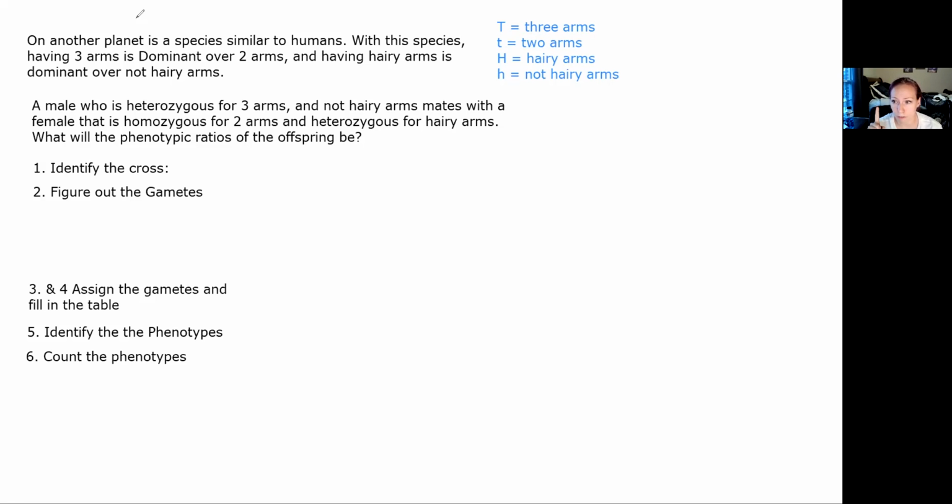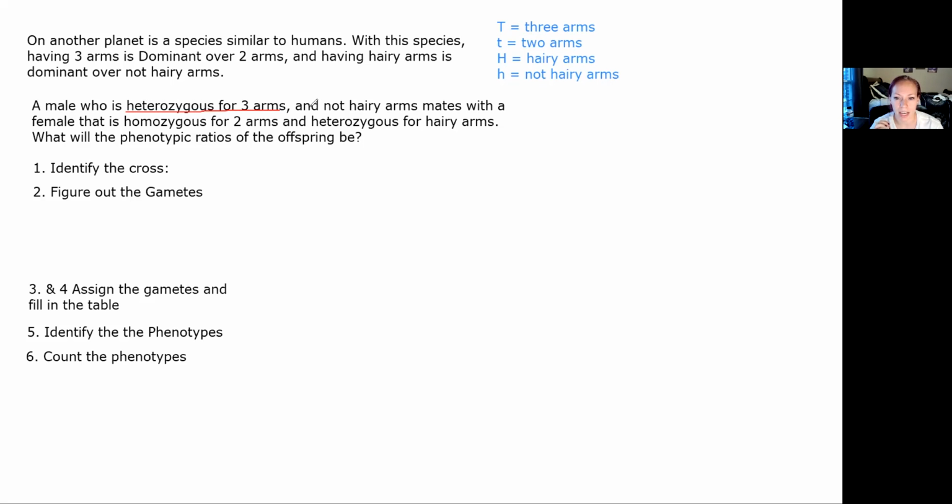Let's start off with the male. A male who is heterozygous for 3 arms. Hetero means different, right? So if it's heterozygous for 3 arms, they likely have a capital T and a lowercase t. That capital T is the one bully that's needed for him to show that trait of 3 arms.